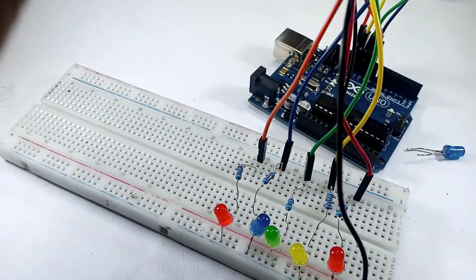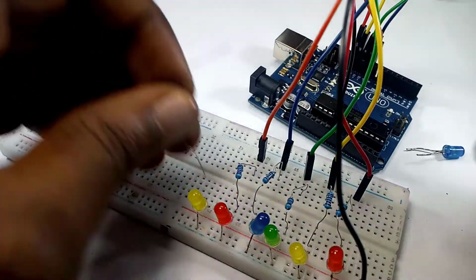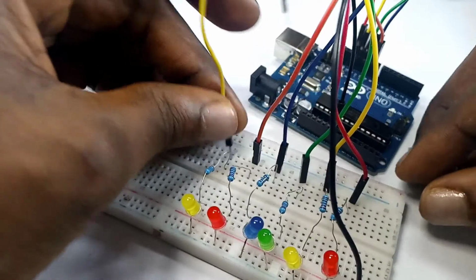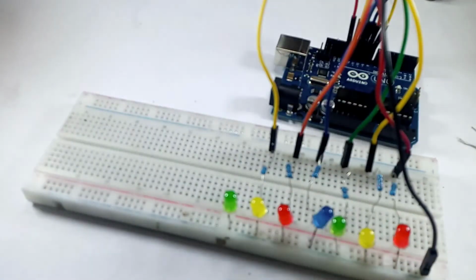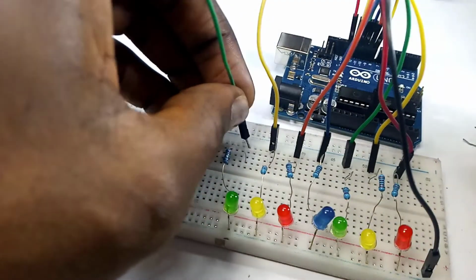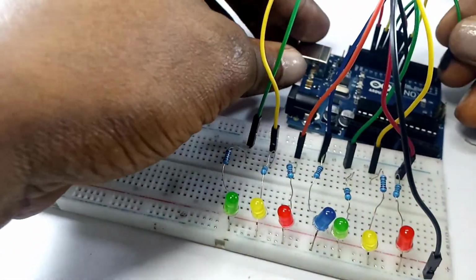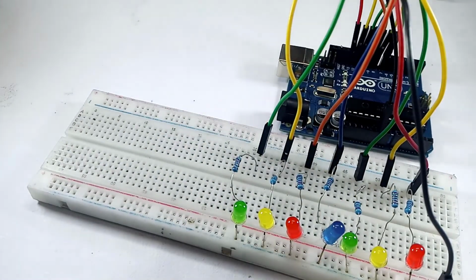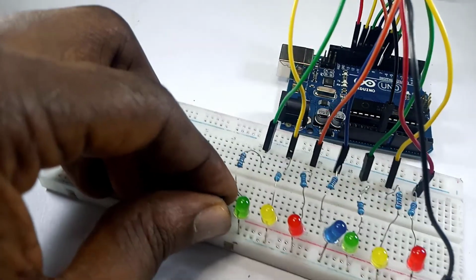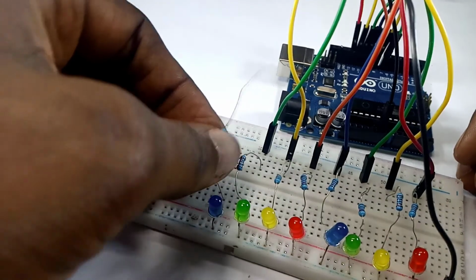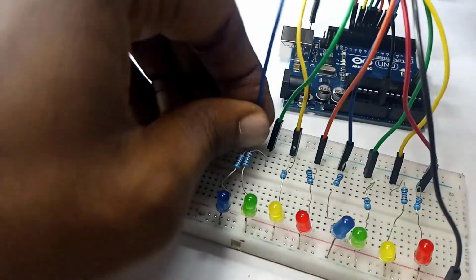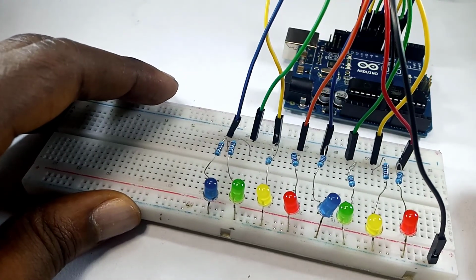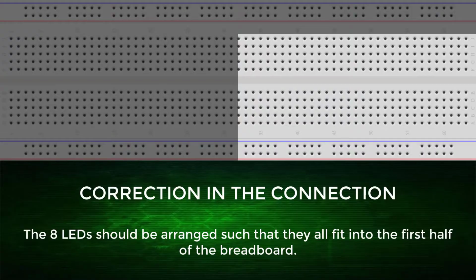The next one is the yellow LED, and we'll add the resistor, and we'll take the jumper wire and connect it to pin number 8. The next one is the green, connect the resistor, and then we use the jumper wire and connect this to pin 7. And finally we have the blue. We fix the resistor and we connect it to pin 6. We have a simple connection. The next thing is we connect it to our laptop and then upload the code.